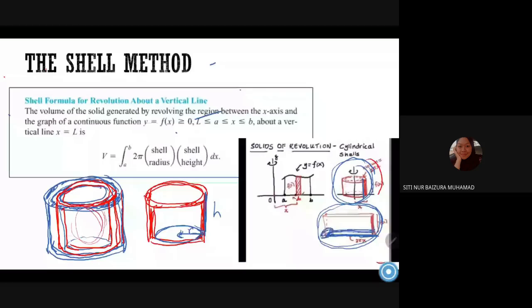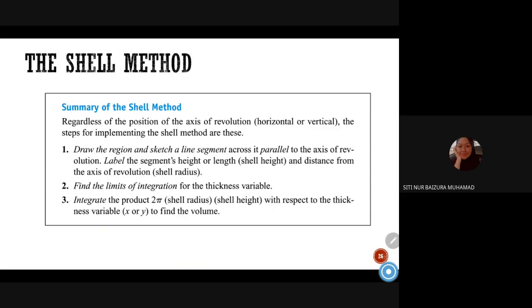So this one will determine either dx or dy. 2 pi r, thickness dx or dy, and multiply with the height h. Hopefully you can all understand the concept of the cylindrical shell here. We consider one cylinder shell, then another cylinder shell, and so on until we reach the hole in the middle. This is different from the previous method, where we slice into one disc, add the next disc, and so on. Alright. So this is the summary of the shell method.